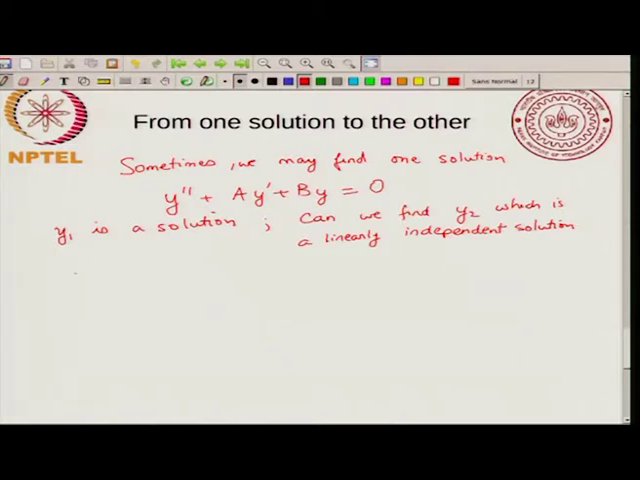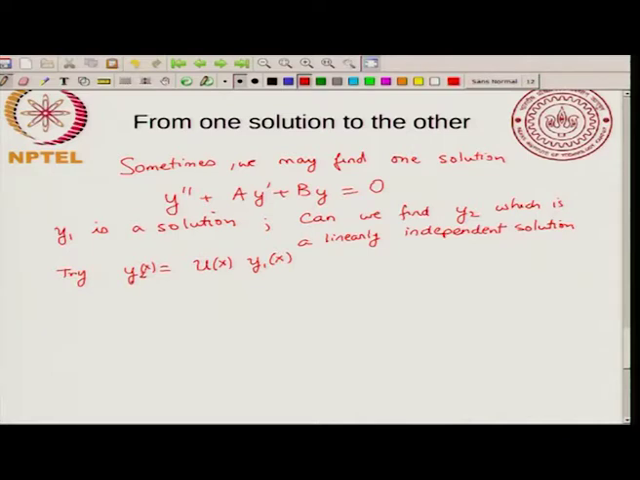So what you say is, you try y2 equal to u, which is a function of x, times y1. Remember, all these are functions of x. So y2 is a function of x, u is a function of x, and y1 is also a function of x. Sometimes I will not write the explicit dependence on x, but here I want to emphasize that u is a function of x, just as y1 and y2 are also functions of x. So suppose you try a solution of this form.